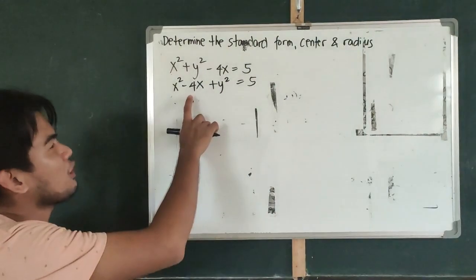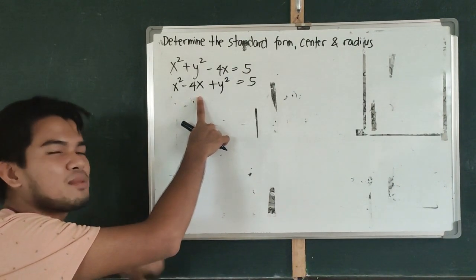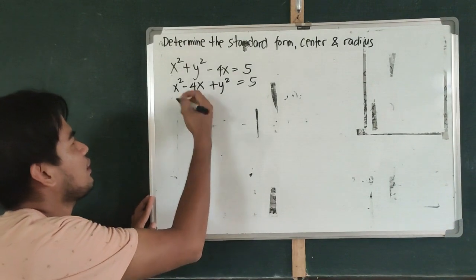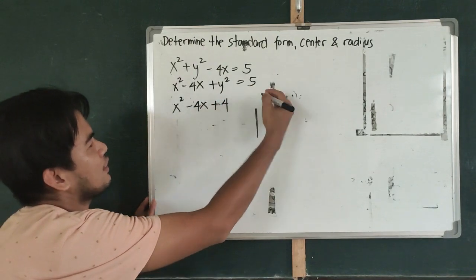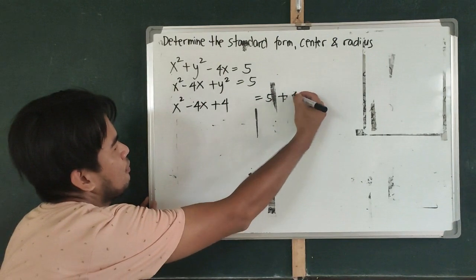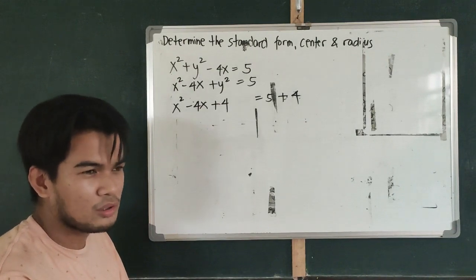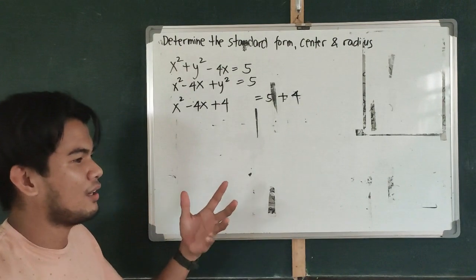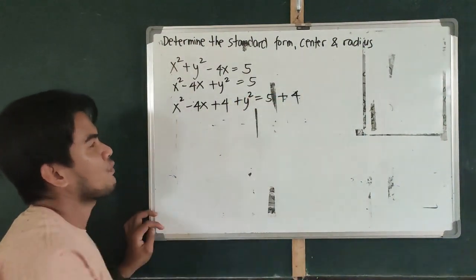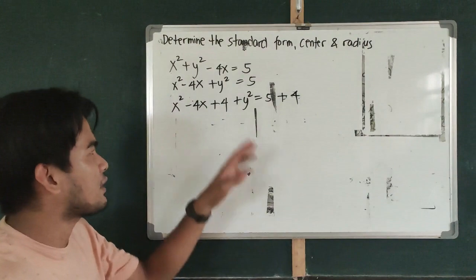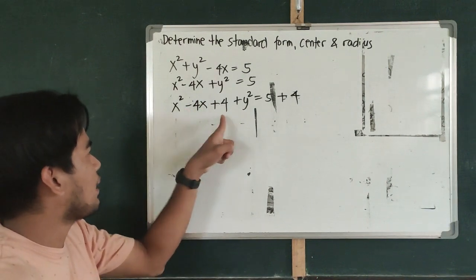So in this case, ang coefficient ni x ay negative 4. So negative 4 divided by 2 is negative 2. Negative 2 times negative 2 is positive 4. Okay, so this will be, we bring down x squared, then we bring down negative 4x, and we add to both sides positive 4. This will be 5 plus 4. So in this case, since walang term dyan na may y na hindi na naka-square, we simply bring down positive y squared. So wala tayong idadagdag doon sa kabila kasi wala naman tayong dinagdag dito. Ang dinagdag natin dito ay yung term na kasama doon sa trinomial na mayroong x.